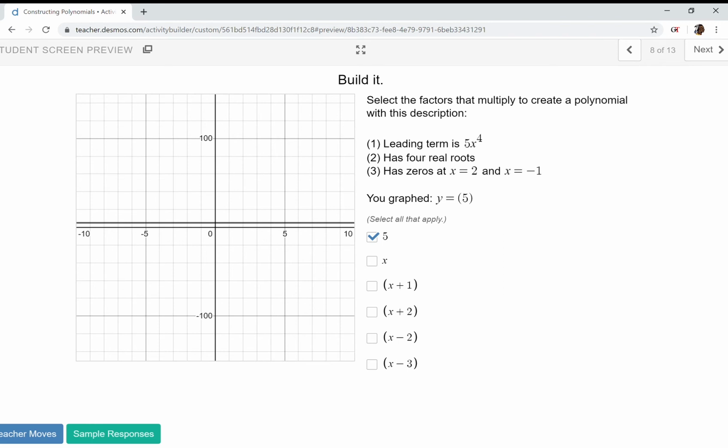X equals 2, so that should be the minus 2. X equals negative 1, so that should be a positive 1. All right, so here your degree with just these 2 factors is 2. You want a degree of 4, so go ahead, select all that apply. Okay, going on.